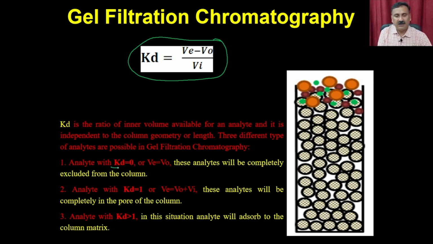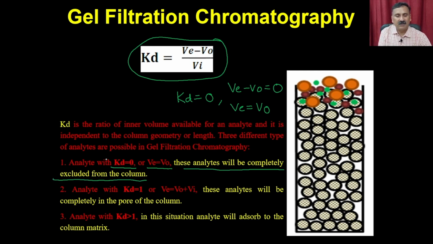Either you can have KD equal to 0, right? If the KD is equal to 0, which means VE minus VO is also going to be 0, and this means the VE is equal to VO. These analytes will be completely excluded from the column, which means if the KD is 0, the VE is equal to VO, and these analytes will be completely excluded from the column.